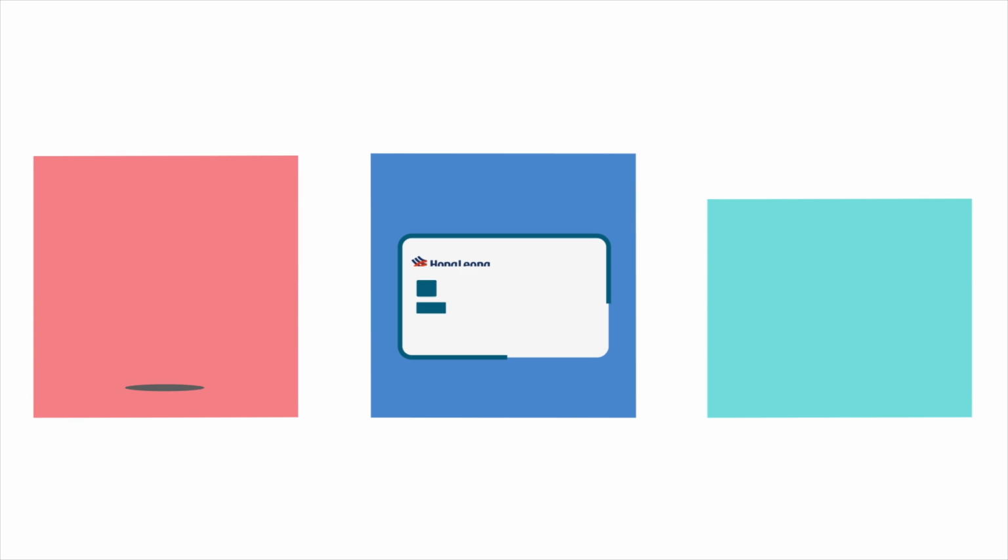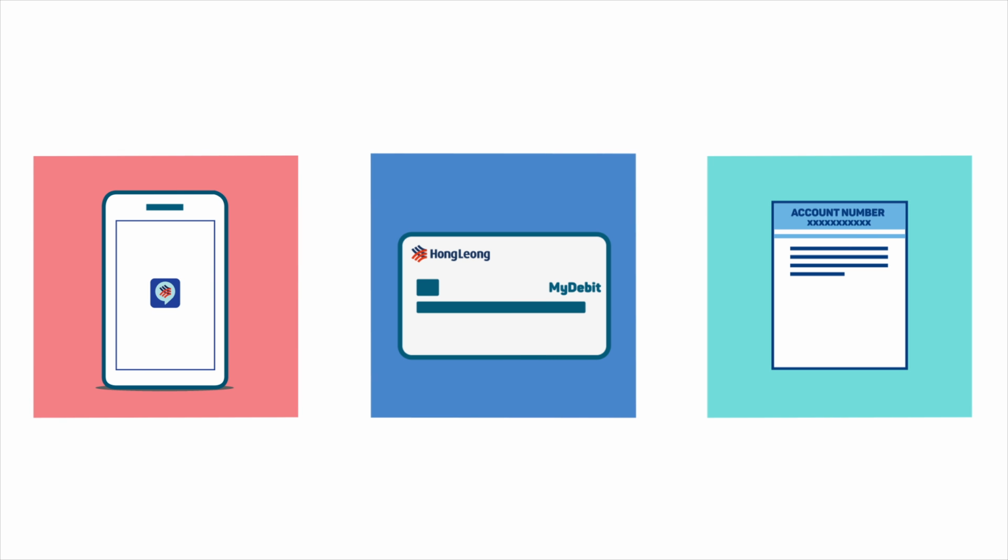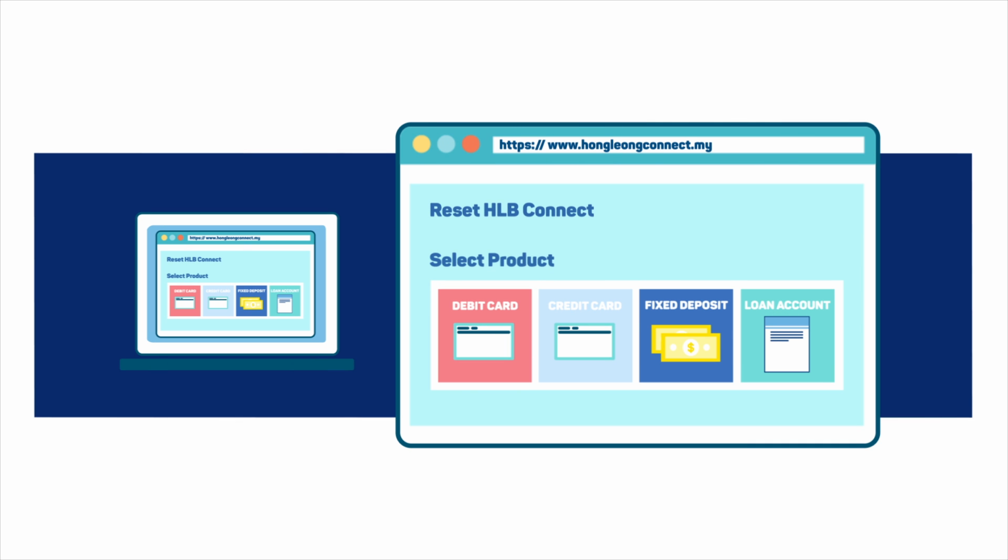For current or savings account, you will need your account or card number and PIN. For fixed deposit and loan account, you'll need your account number and temporary ID. Temporary ID can be obtained from the branch or by calling our customer service. Click on the image box to begin and follow the step-by-step instructions till the end.